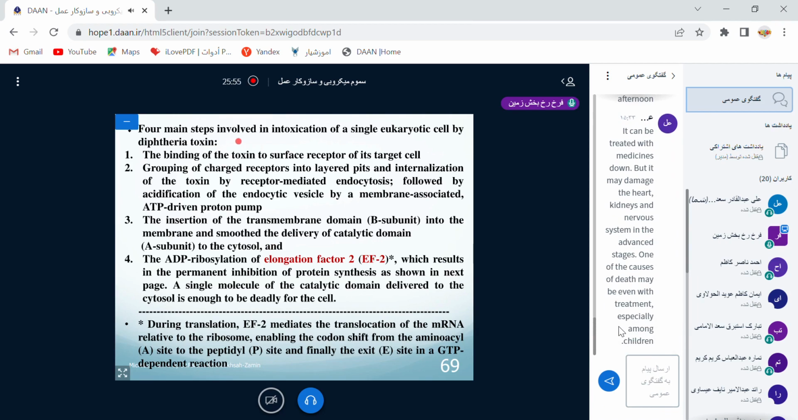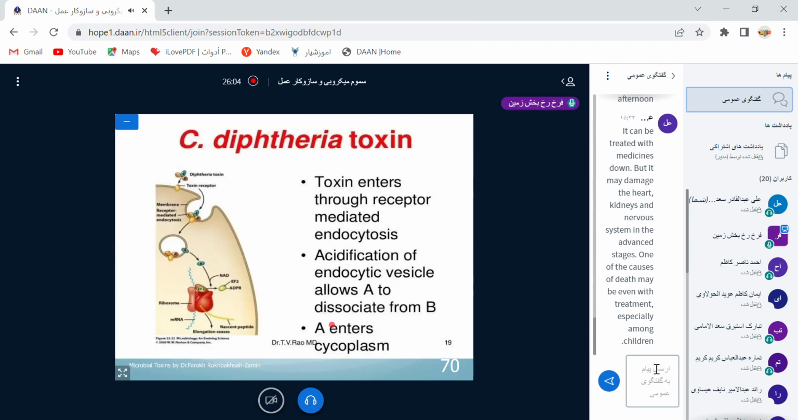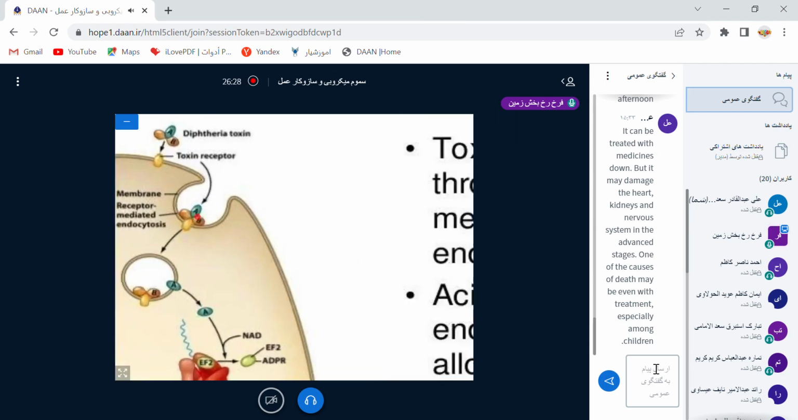There are 4 main steps involved in intoxication of a single eukaryotic cell by diphtheria toxin. First, we go to the picture to see what happened. This is Corynebacterium diphtheriae, and it produces toxin because this bacterium is lysogenized.